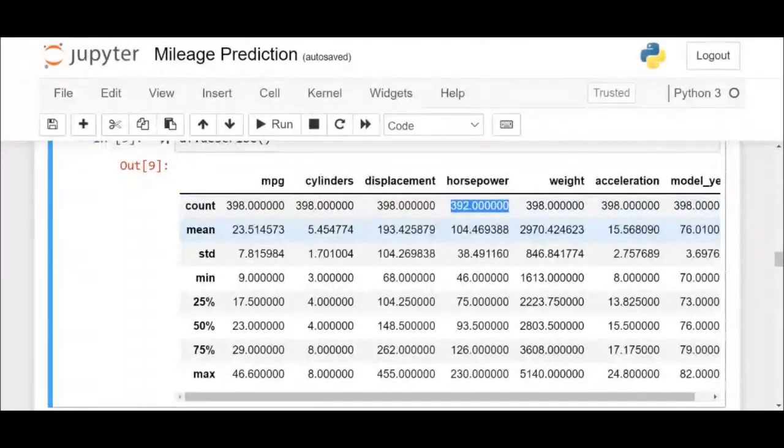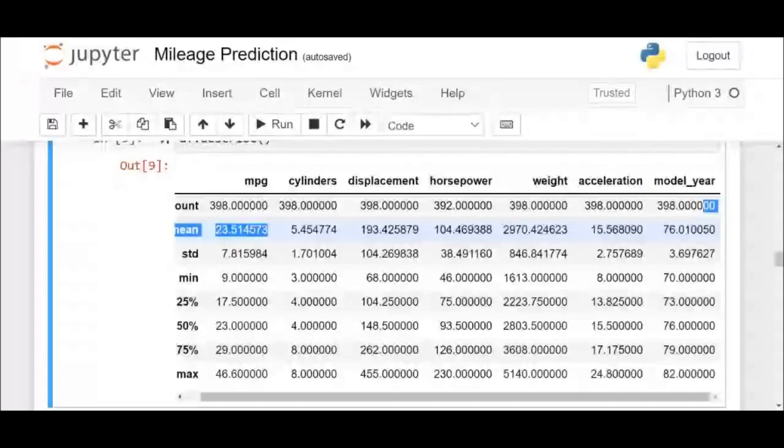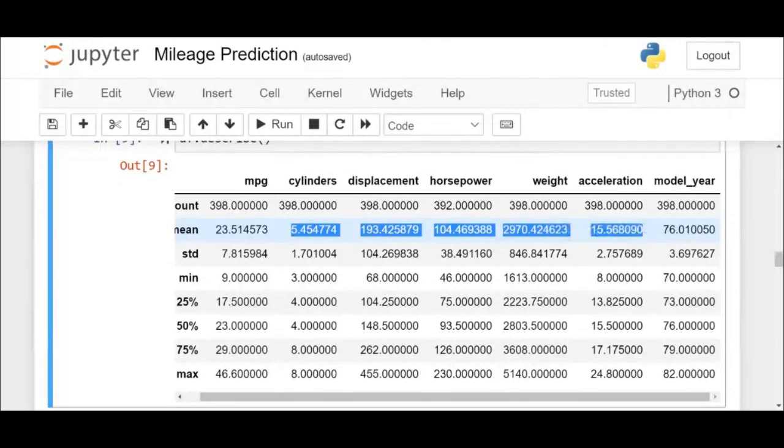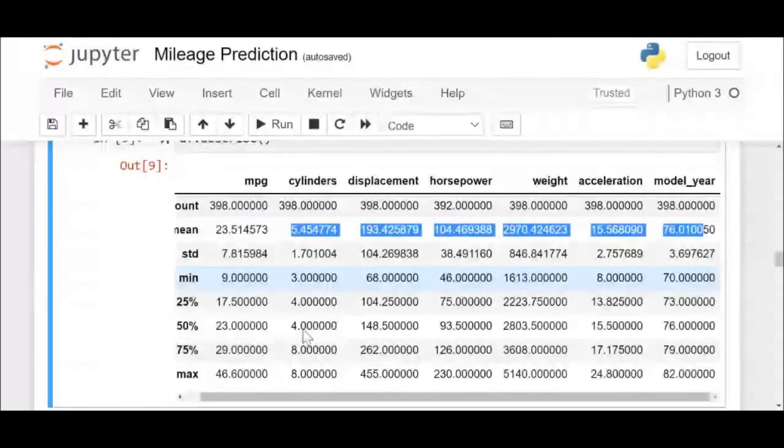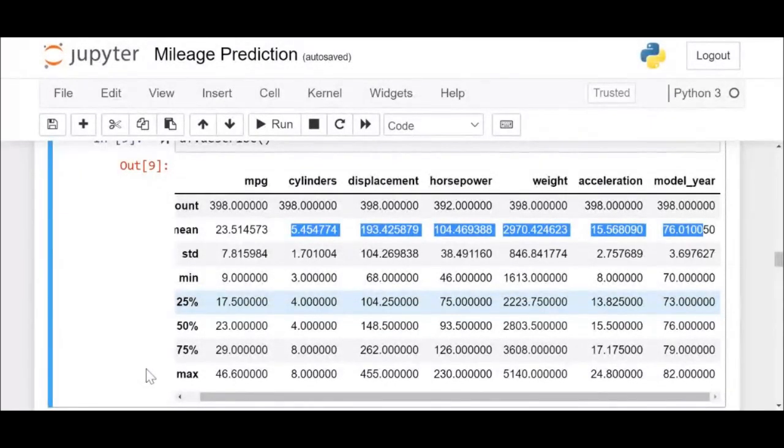Okay, the mean value, you will find, is 23. But let's see about the features. They come out to be 5, 193, 104, 2970 average weight, and 1576. What it signifies is that our data set has different scales. So other than the missing values, we have to remove the scale effect in our data set also. That is how the describe function helps us.